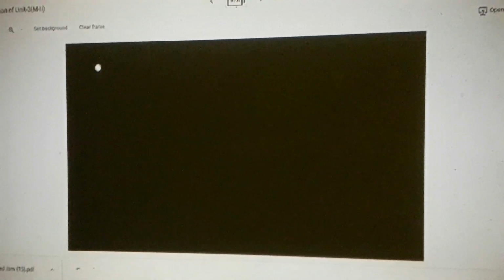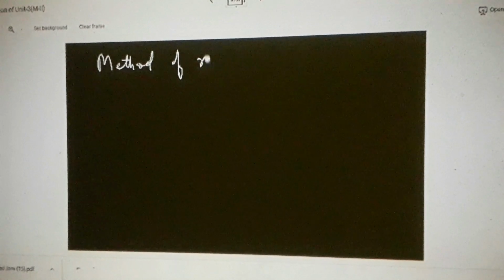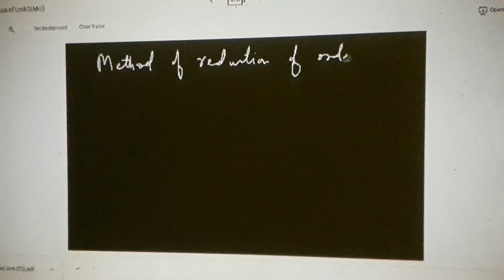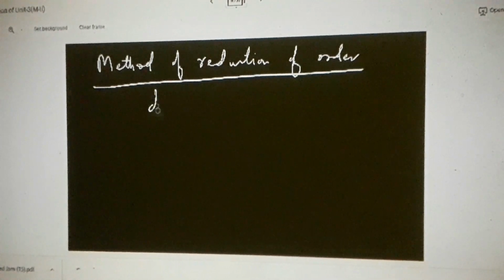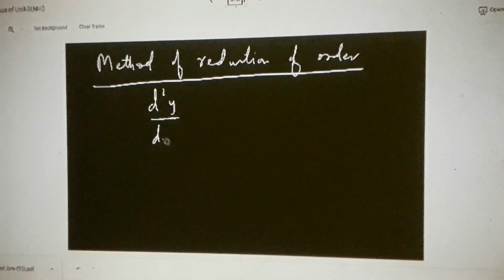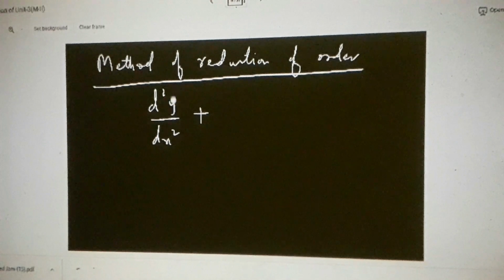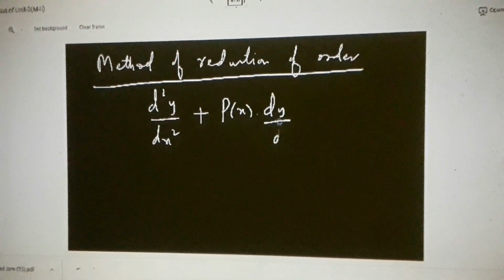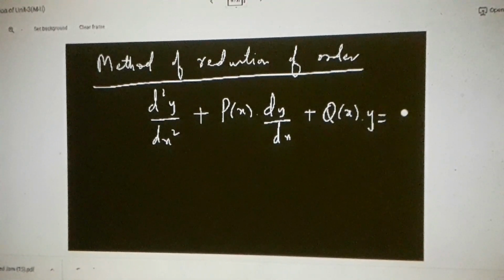Now the last concept, that is method of reduction of order. This is applied to problem of this type. Differential equation of this type: d square y by dx square, some function of x into dy by dx plus some function of x into y is equal to 0. Be careful, it is applicable only to homogeneous differential equation.